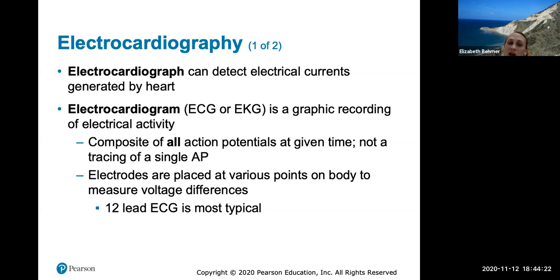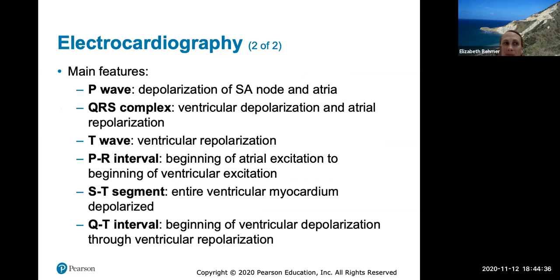To get an electrocardiogram, there are electrodes that are placed at various points on the body to measure voltage differences that are picked up on the skin surface that are coming from the heart. A 12-lead ECG is most typical. There's very particular places where they place these leads on the body, which I won't expect you guys to know, but I do want you to know the main features of an electrocardiogram.